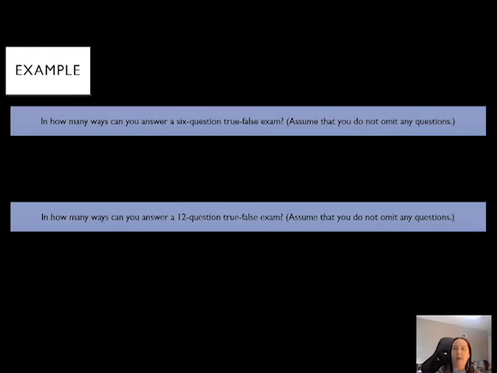In how many ways can you answer a 6-question true-false exam? And assume that you don't skip any questions. You don't omit any questions. So we've got 6 questions: 1, 2, 3, 4, 5, 6. And it's true-false, so there are 2 ways to answer each question. So we've got 2 times 2 times 2 times 2 times 2 times 2.